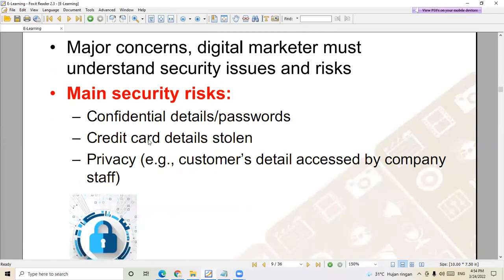The credit card details, because in digital marketing, we want the customers to have the conversion, so that the customers have to do a transaction, right? In order to have the transactions, they have to pay using some kind of method. One major method for payment is using the credit card.